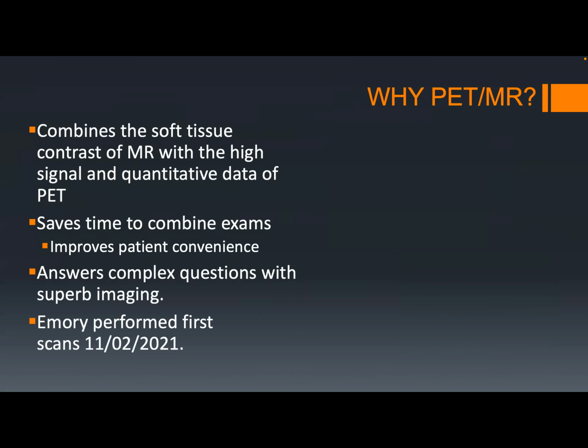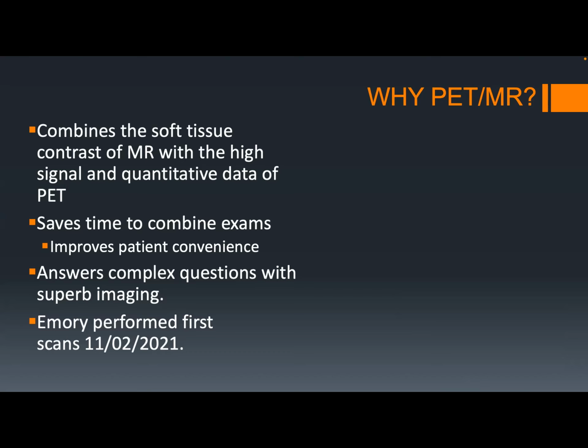So why would anyone do these? You can combine the soft tissue contrast of MR with a very, very high quality PET. And the sum of the two is more than the individual components. It's easier to interpret both sides once you have them fused, and it gives you much more diagnostic confidence. You can also save time and combine exams. If a patient needs an MR for whatever reason and a PET for whatever reason, you can get them in one exam.